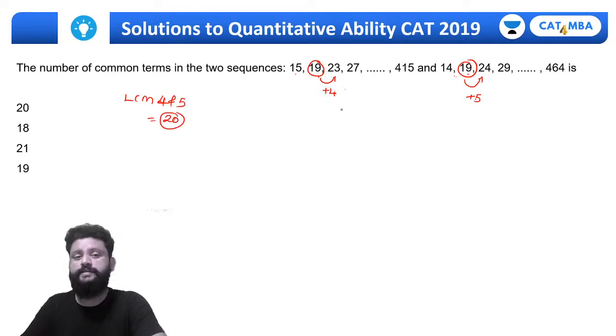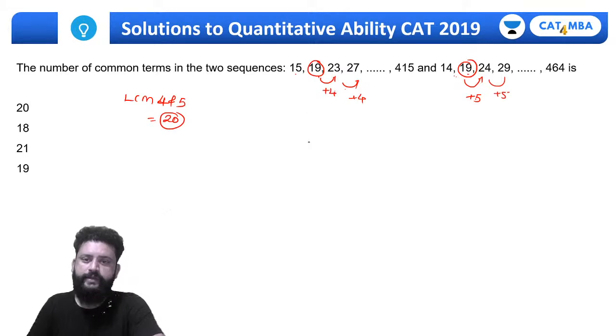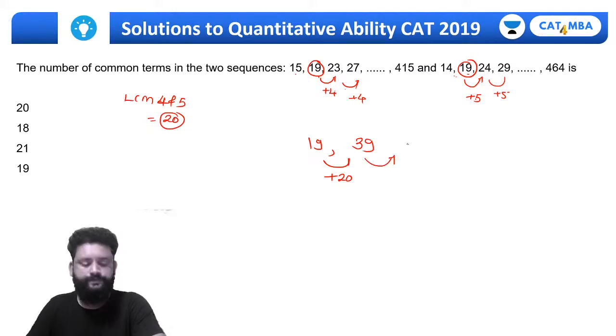So the next common term you will get directly. This is increasing by 4, this is increasing by 5, so you simply increase by the multiple of 5 and 4, which is 20. That's the lowest common multiple of 4 and 5. So 19, then the next number will be 19 + 20, that is 39, which will be common in both the series. The next number will be +20 again, or 59, and so on. This will continue.